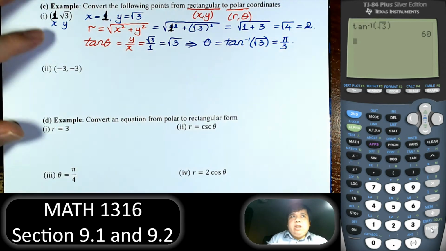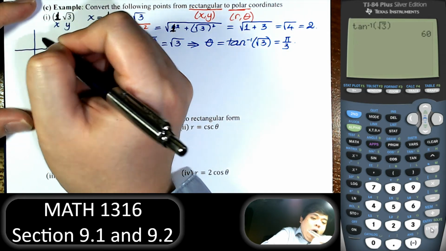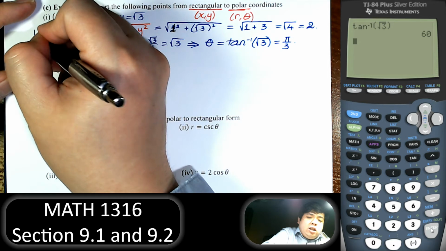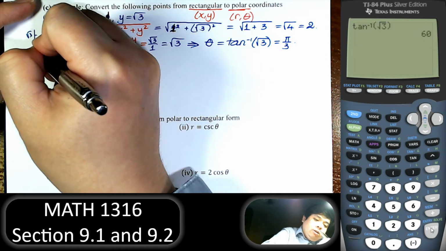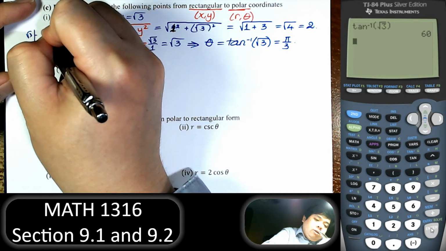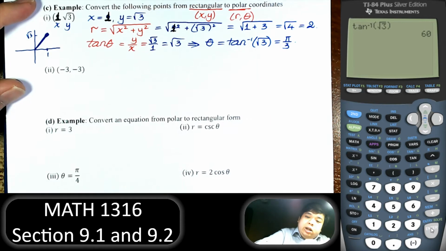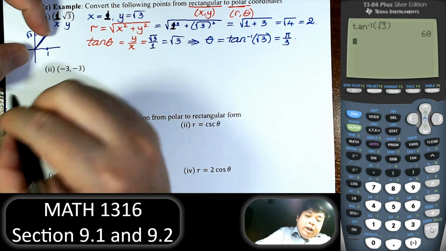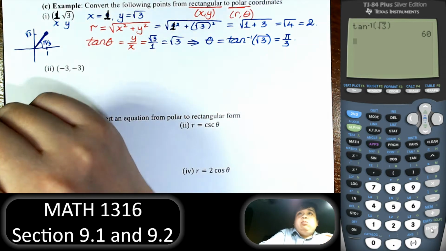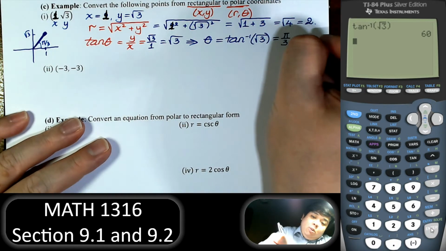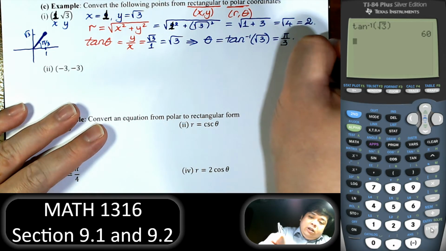Now let's check to see if it is true. x equal to 1, y equal to square root of 3 is about 1.7. And so we talk about this point, which is about 2, and the angle is pi over 3. So that looks right. So we write the point as r equal to 2, theta is pi over 3.